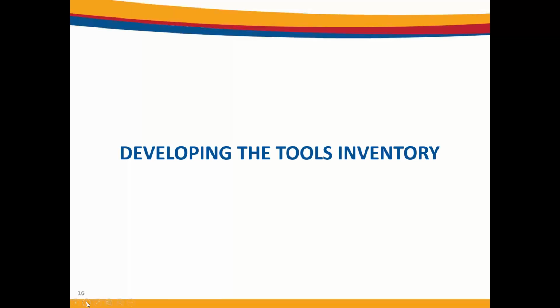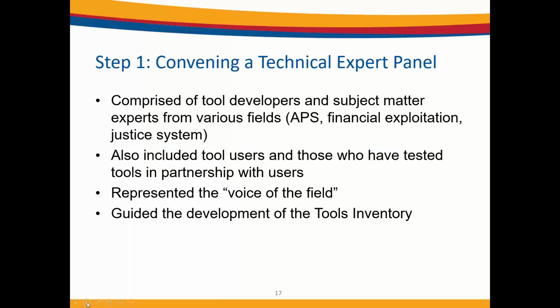The clinical judgment of the APS worker is whatever kind of tool you're using to assist you in your work. The clinical judgment of the worker should be aided by the tool. The sharp knife doesn't make a chef, but a chef without a sharp knife is going to work harder and maybe not get as good a result as they would with a sharp knife. So I wanted to start there because we're now going to be talking about how we developed this tools inventory.